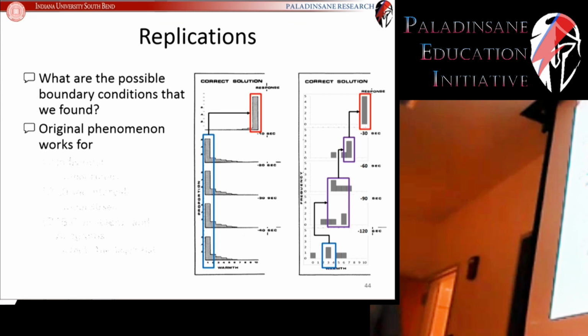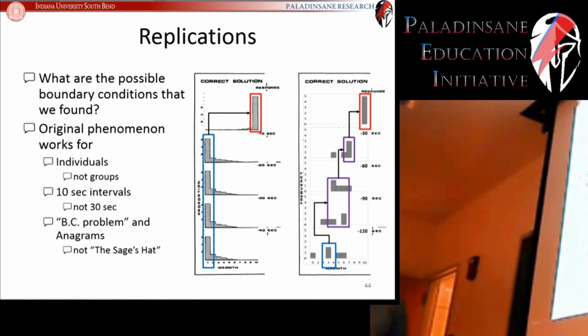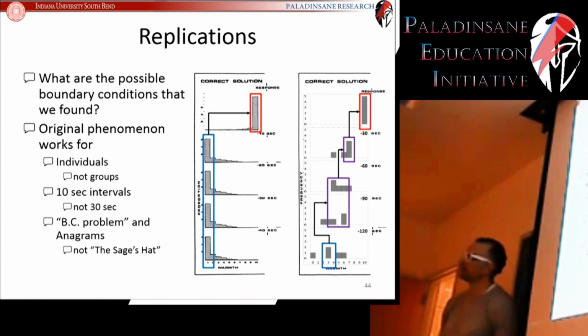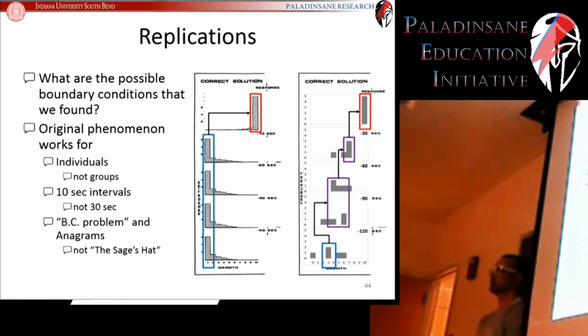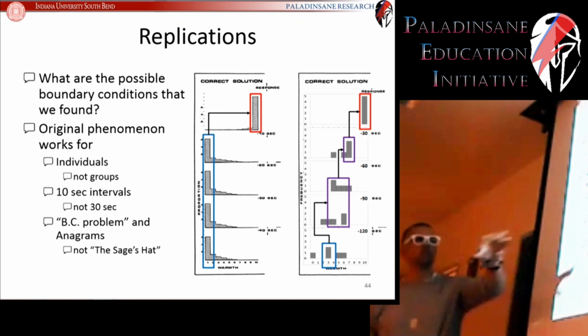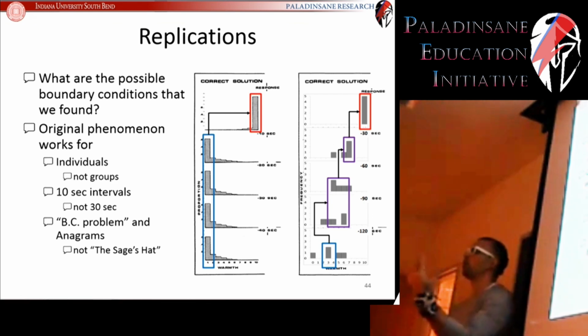So the original phenomenon works for individuals, maybe doesn't work for groups. It works for 10-second intervals, maybe not for 30-second. And it works for the BC problem and anagrams, maybe not for the Sage's hat. So I keep saying maybe for each of these. So what can we do? What next experiments would we want to do to test which of these boundary conditions caused this failure of the phenomenon? Because it could be any one of them, it could be all of them. What would we do next?